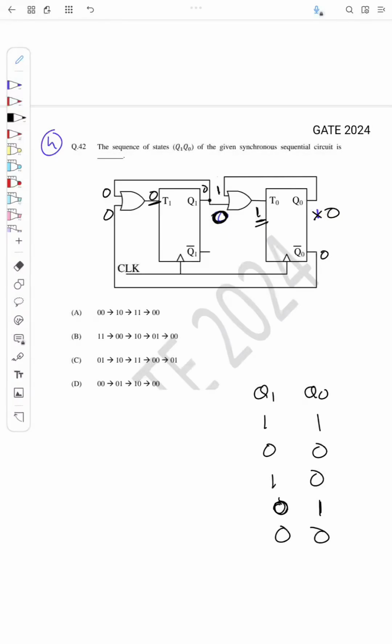Fine, and this will continue. From here it will continue again. So what is the transition: first it is 1 1, second is 0 0, then 1 0, 0 1, 1 1, 0 0. This you can see in option B. So that is the answer.